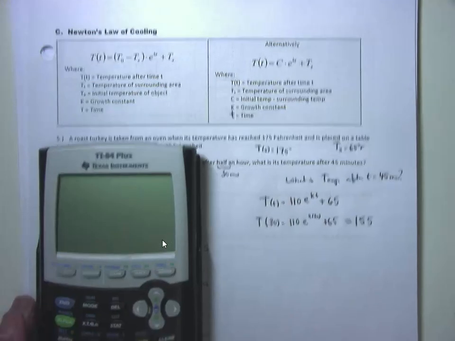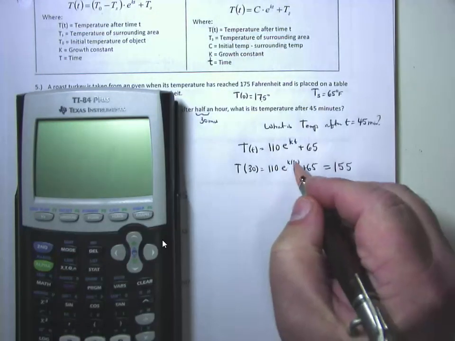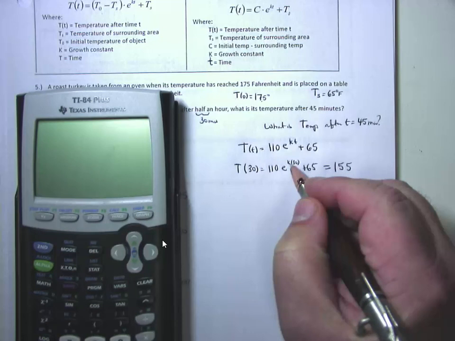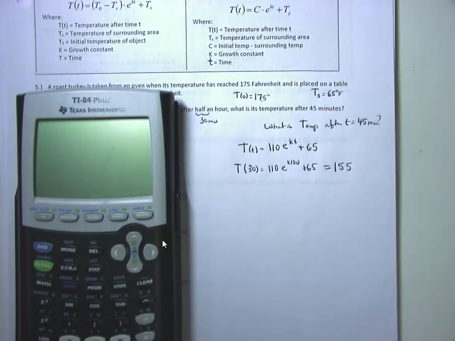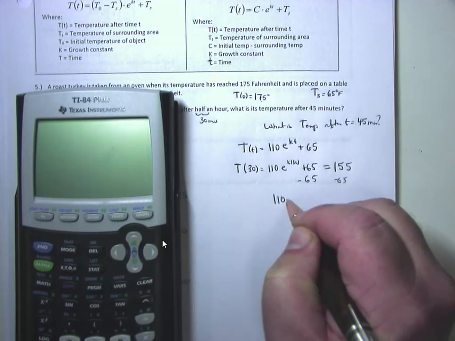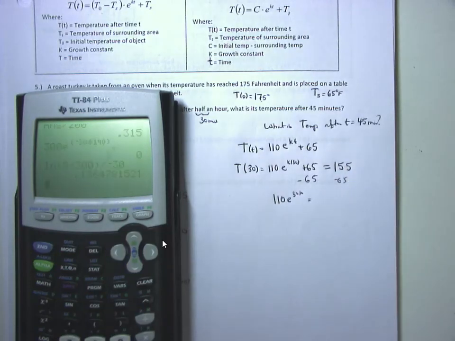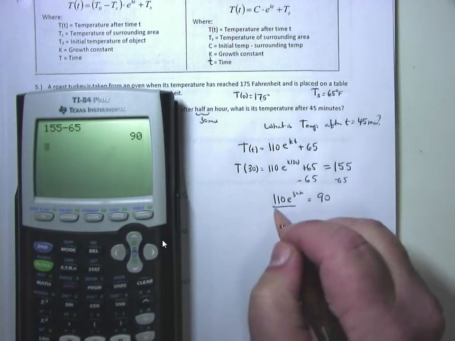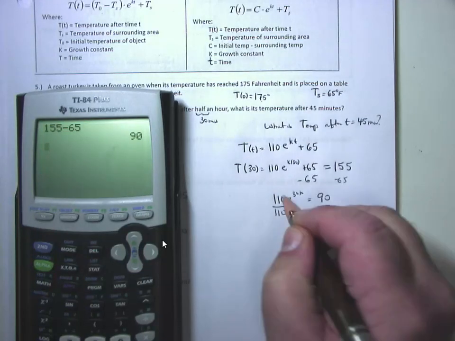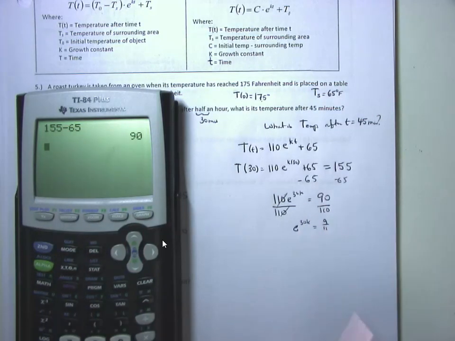So, here we go. What am I going to do? Solving this equation, first thing I want to do is get the e with the k, which is what I'm trying to solve for, by himself. So what's my first move? I'm going to subtract 65 from both sides. That gives me 110 e to the 30k is equal to 155 minus 65, which should be 90. And now what's my next move? Divide by 110. I got to get that e by himself. So I get e to the 30k equals 9/11ths because the zeros cancel there.